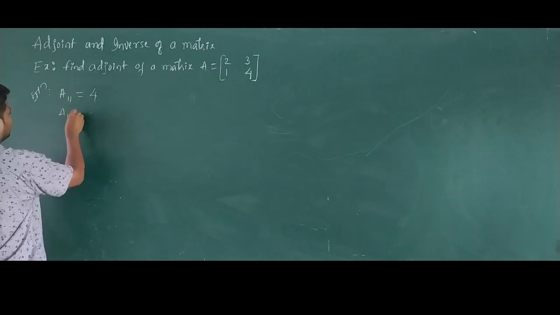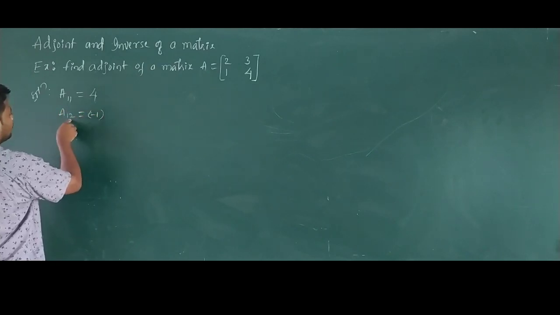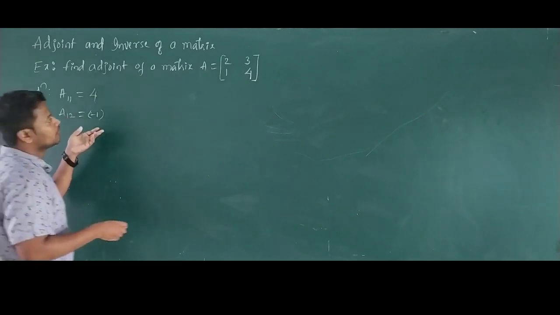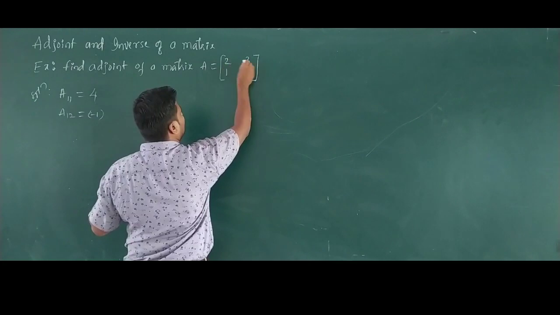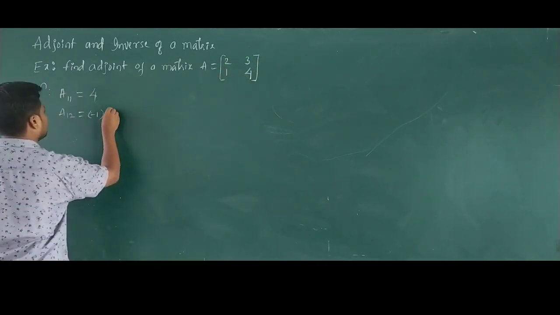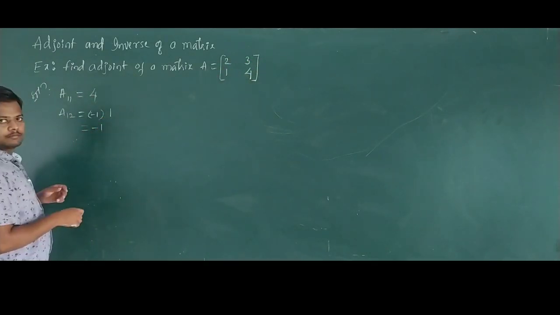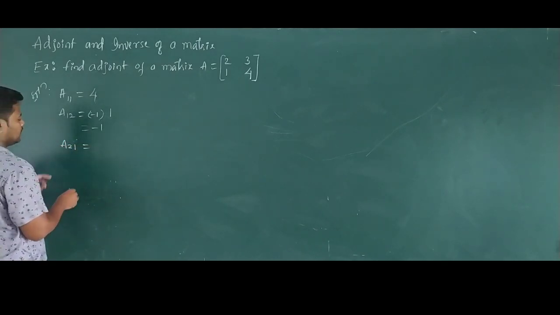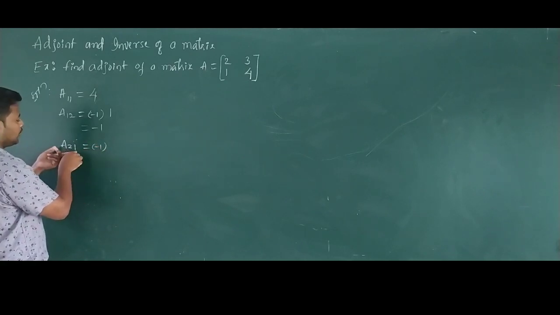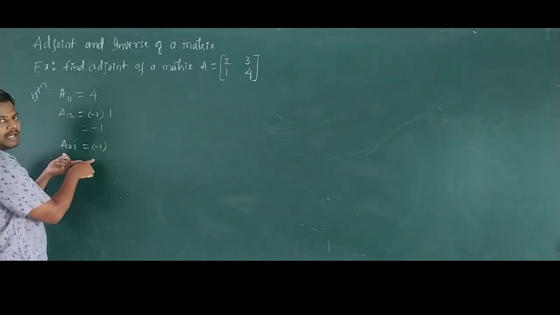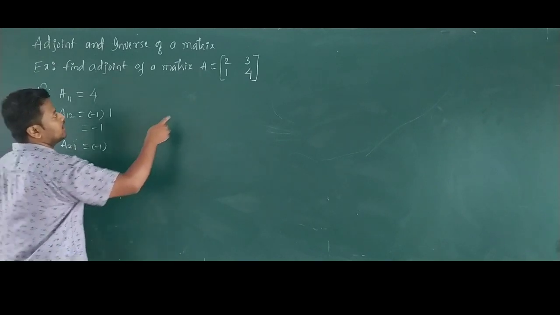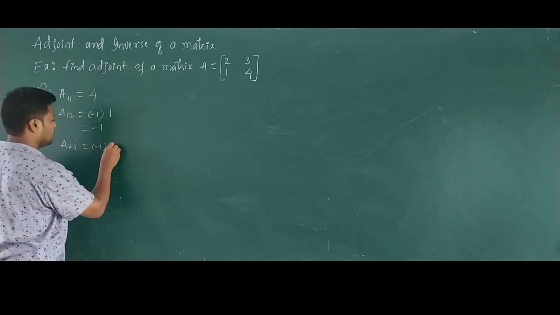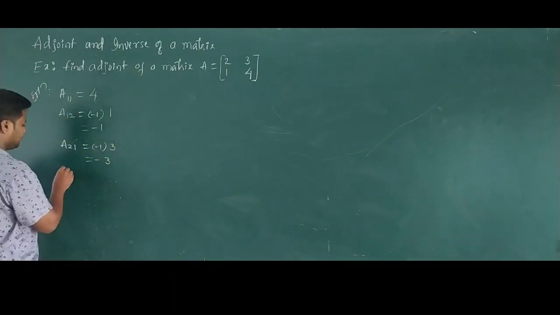A12 equals minus 1 to the power 1 plus 2 is 3. So with 3 we get minus 1. The remaining element in the row and column is 1. So this is minus 1. Clear the concept. A21 equals minus 1 to the power 2 plus 1, 3. With 3 we get minus 1. The remaining element is 3. So this is minus 3.